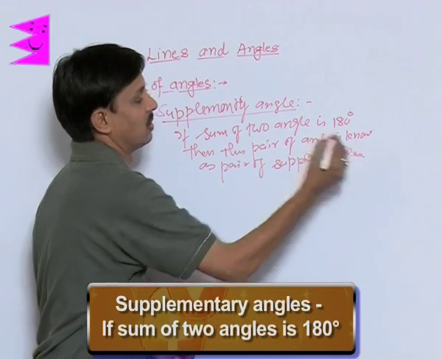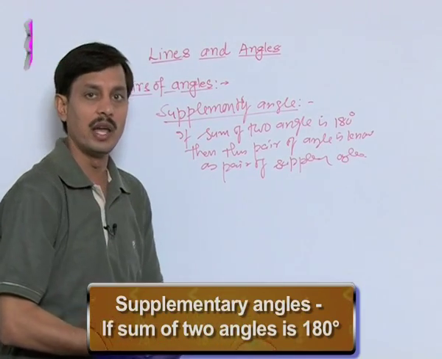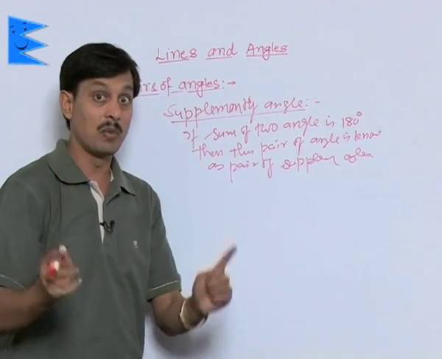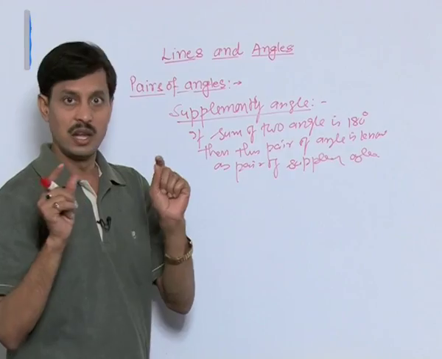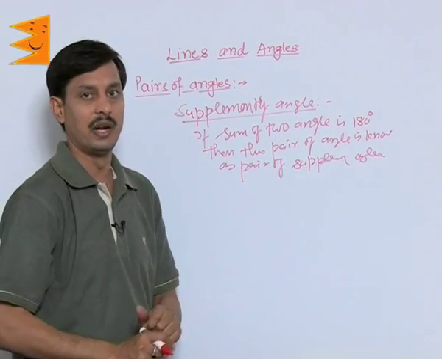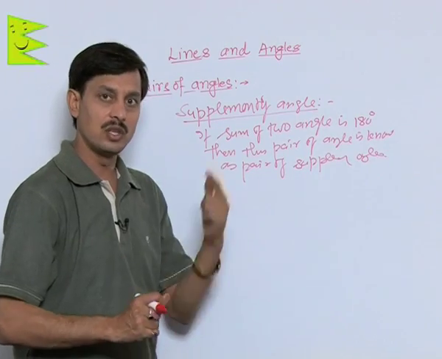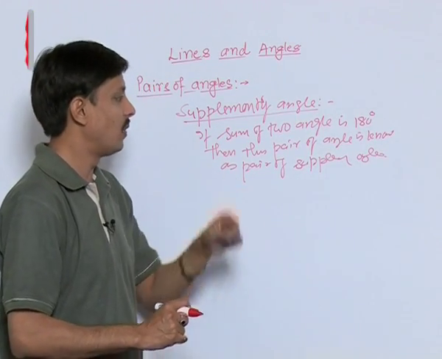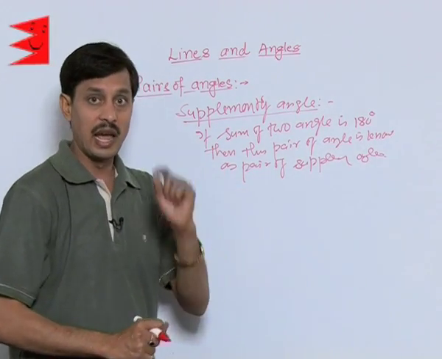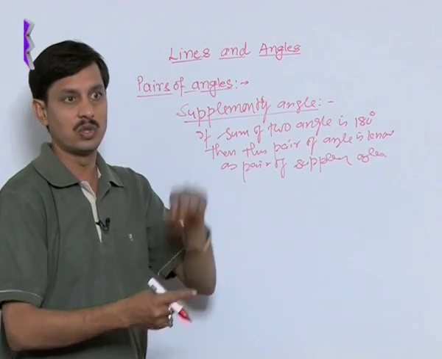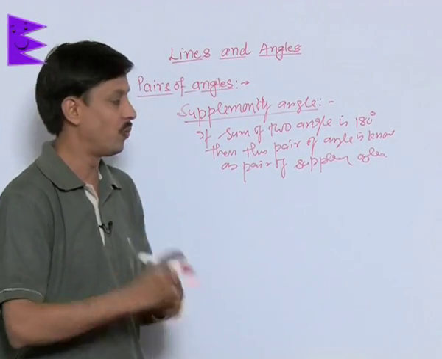supplementary angles. As in case of complementary, if the sum of two angles is 90 degree, then it was named complementary. But if the sum of two angles is 180 degree, it is known as the pair of supplementary. And the first is the supplement to the second and the second is the supplement to the first.